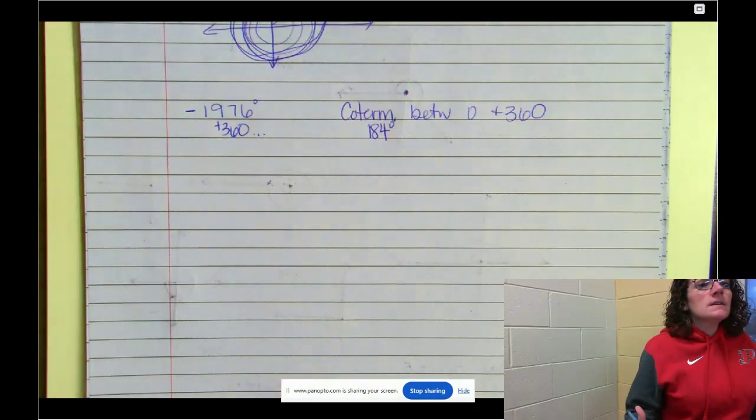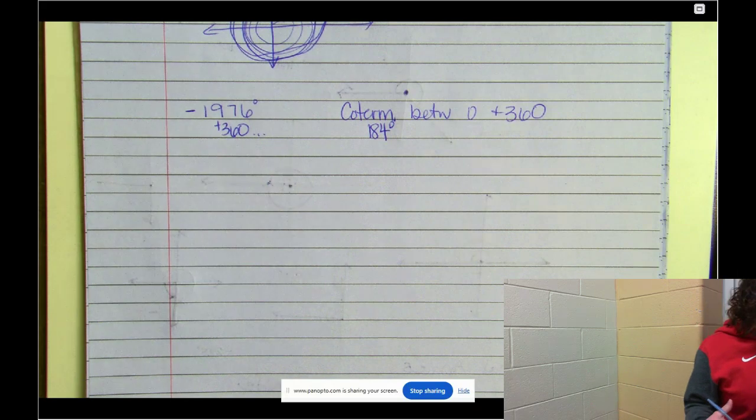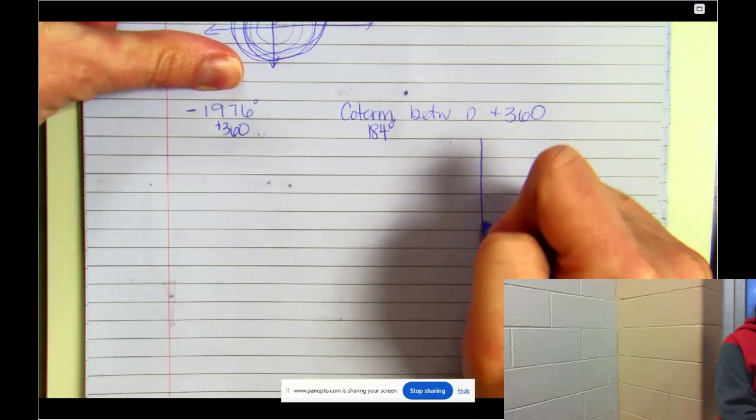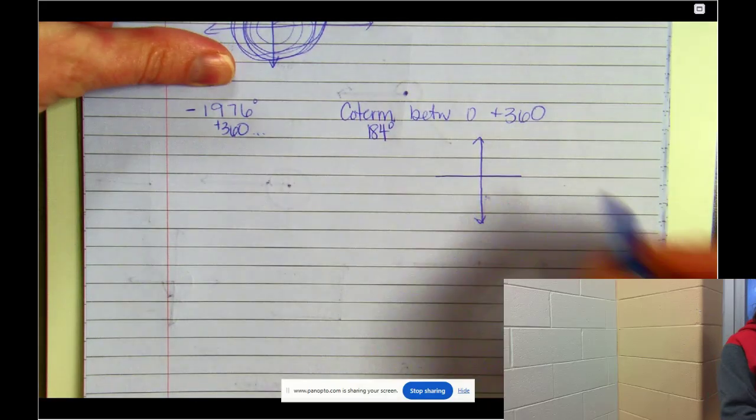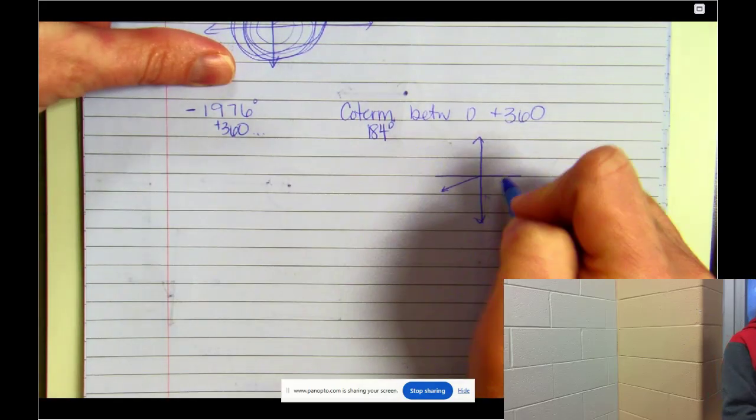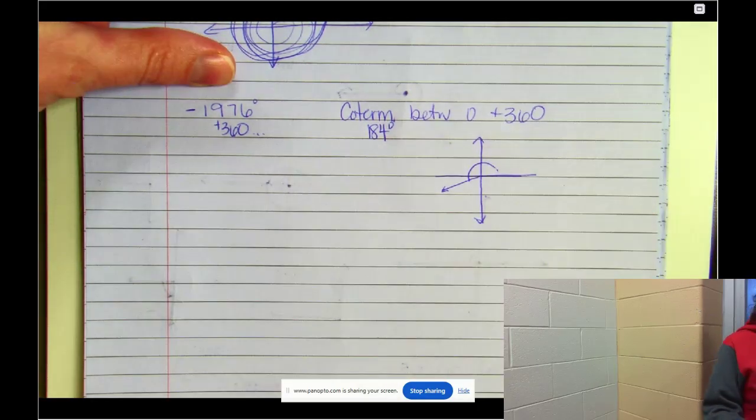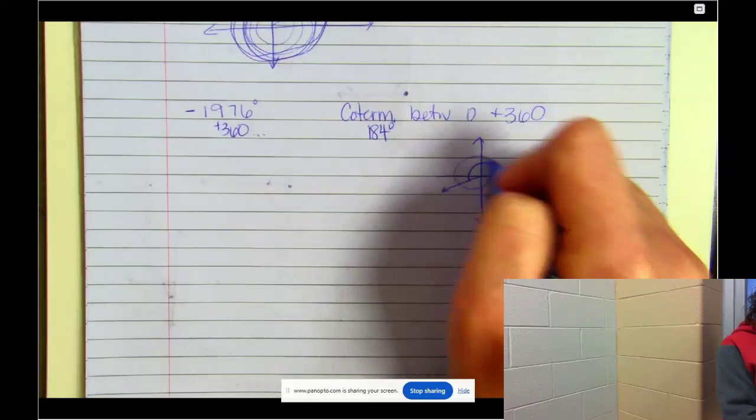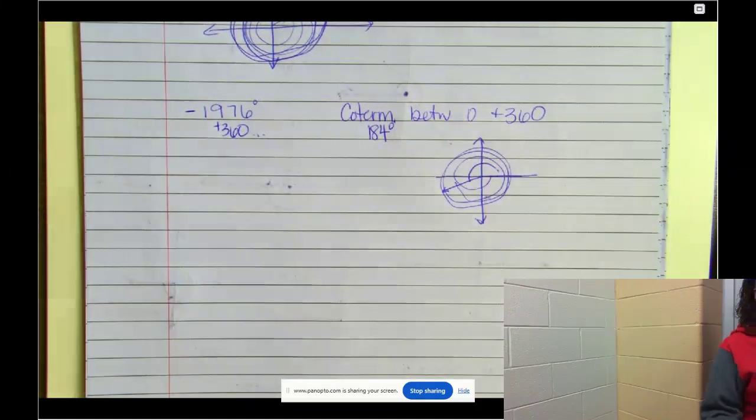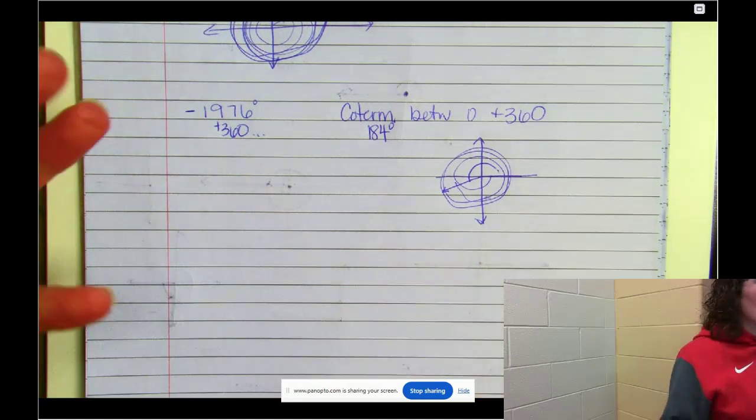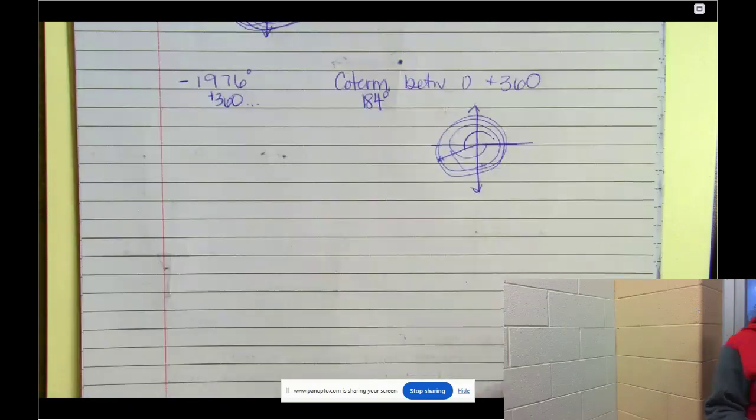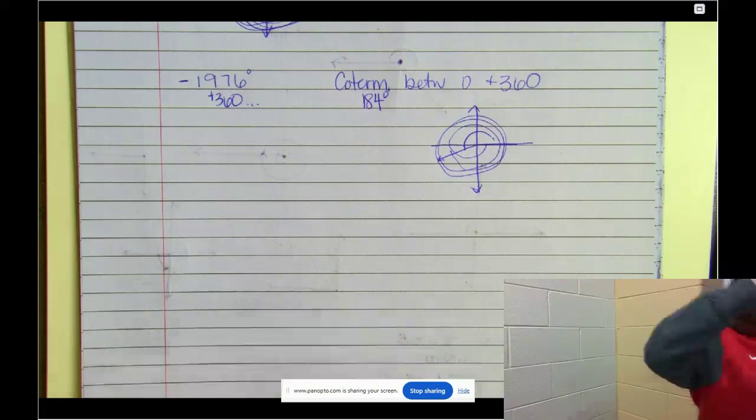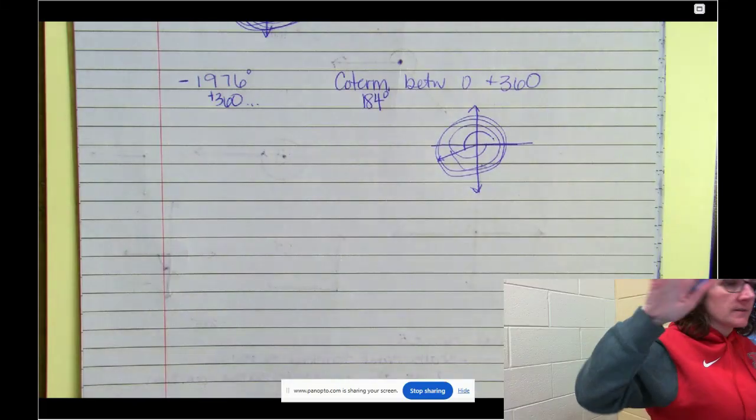The reason we want to know this is that if I said, hey, I need you to graph this angle, you've got to know where it is. It's 184, which really is here. There's your negative 1976 this way. So either add 360 or subtract 360 is how you find coterminal angles. Super easy, because you're trying to get back to essentially 0 at 360.